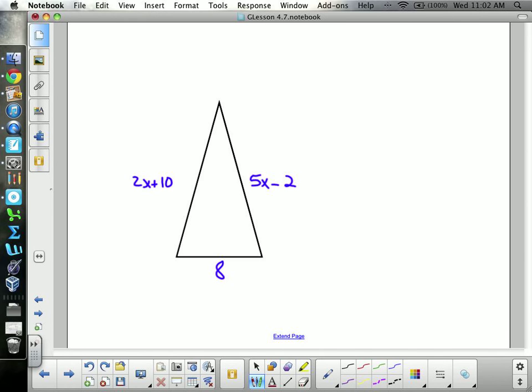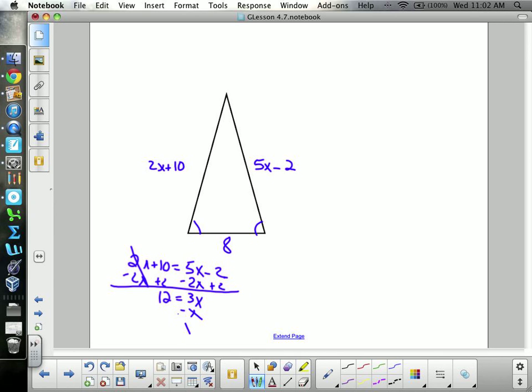Now, I'm telling you this is an isosceles triangle. These 2 angles are congruent. I don't know what the angles are, I just know they're congruent. But that means that these two sides are congruent. So the equation is 2x plus 10 equals 5x minus 2. And I'm left with 12 equals 3x, so x equals 4.